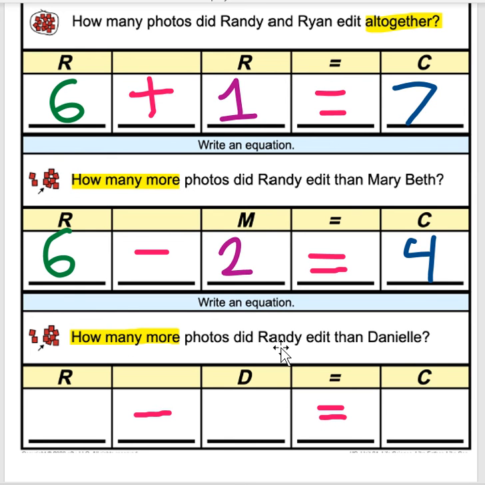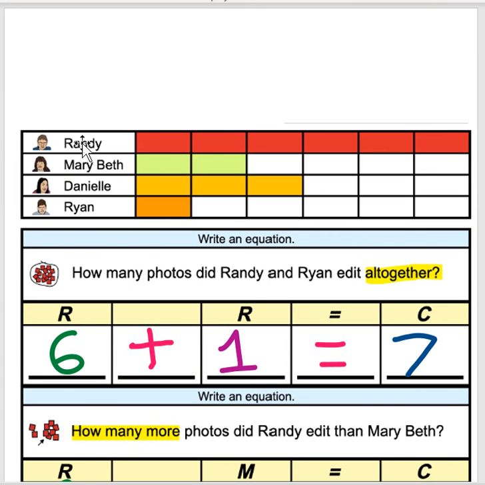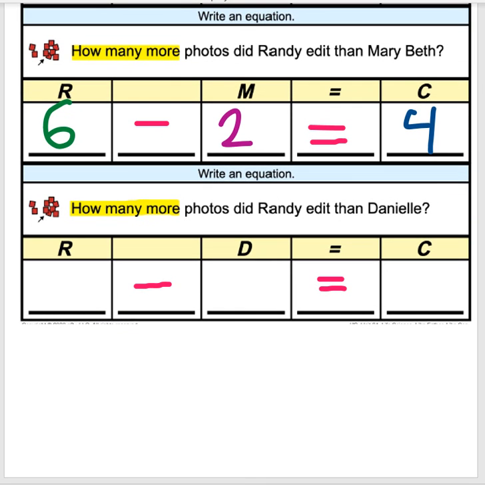So the first thing we need to know is how many Randy edited. So let's go back to our bar graph. Let's count for Randy. 1, 2, 3, 4, 5, 6. So we can go ahead and write a 6 into our equation for Randy.